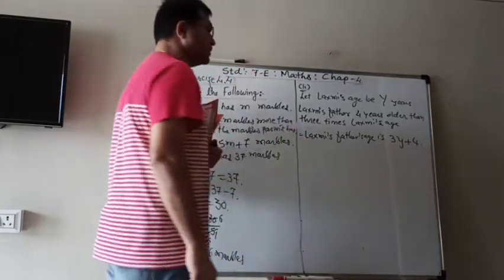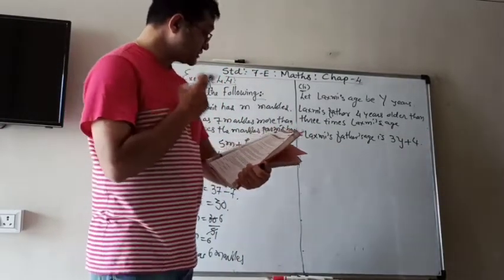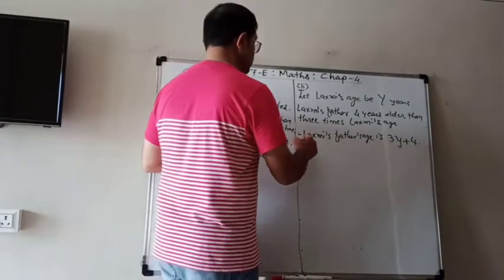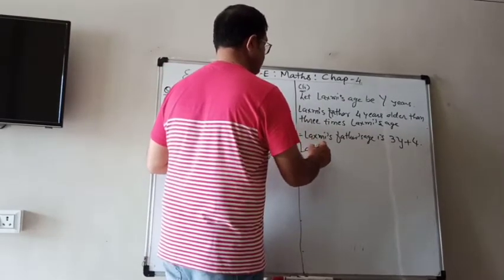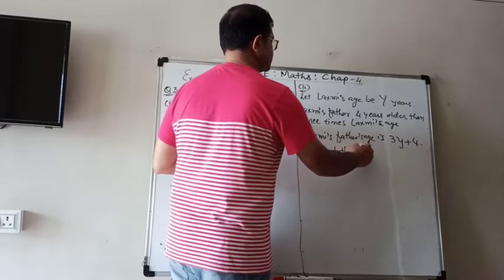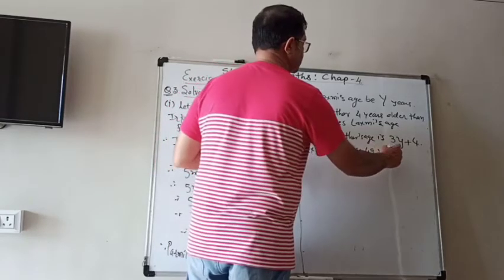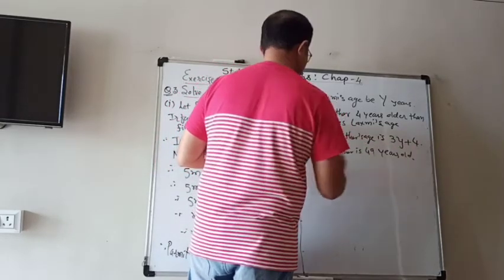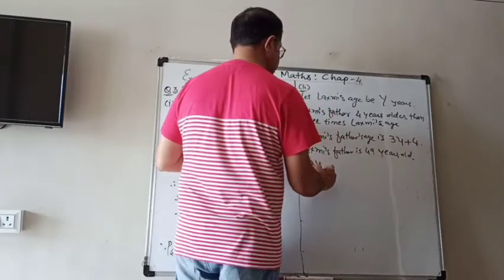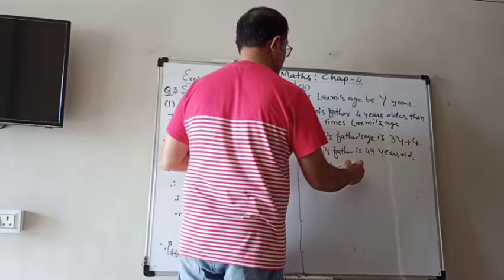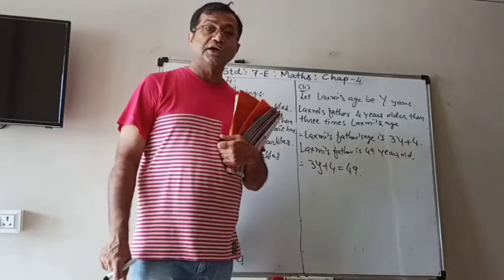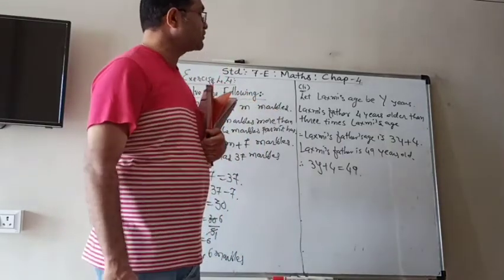And in the beginning we saw that it is given that Lakshmi's father is 49 years old. So we can write down that the value of this is equal to 49. So 3y plus 4 is equal to 49. Here 3y plus 4 is equal to 49.